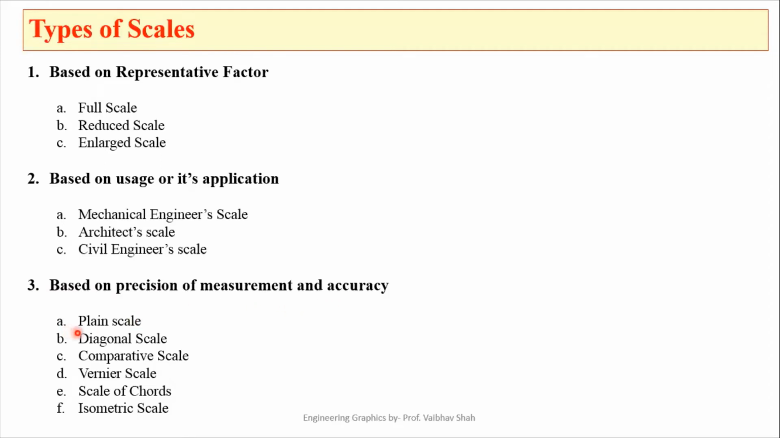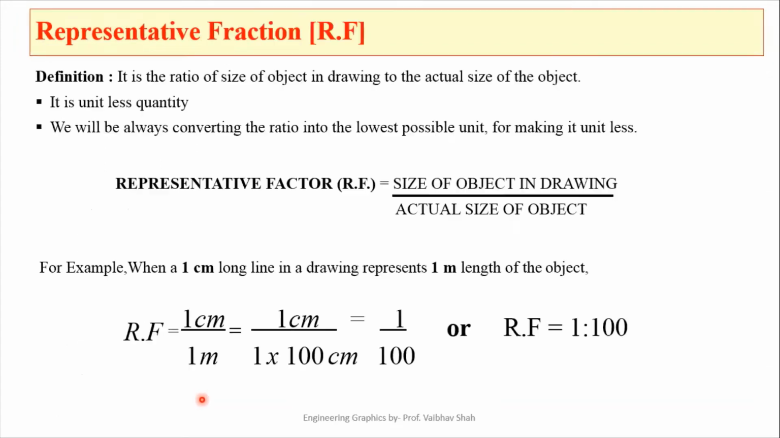We can divide it into 6 types: plane scale, diagonal scale, comparative scale, vernier scale, scale of chords, and isometric scale. In this lecture series, we will be focusing on plane scale and diagonal scale. Vernier scale you have studied in 11th and 12th standard, and isometric scale will be covered in later sections. So now let us start first with representative fraction, or you can say RF.